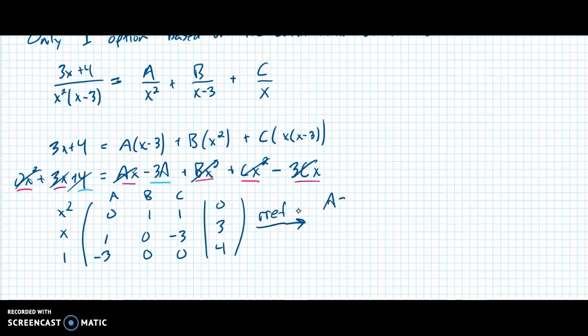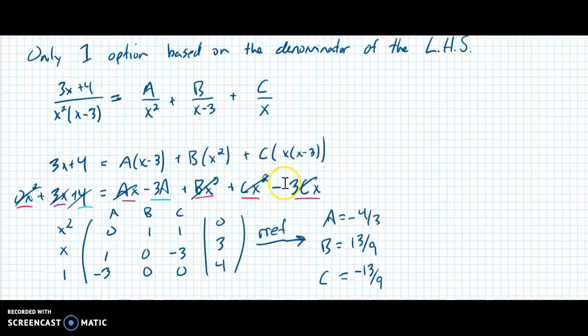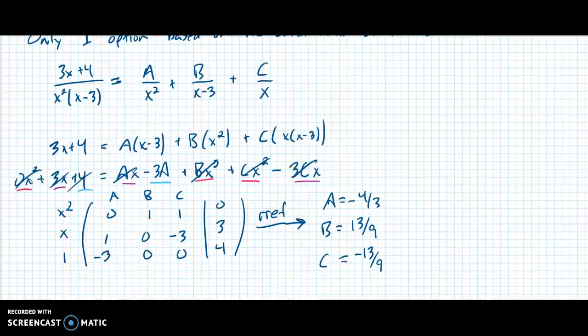RREF it. I get A equals negative 4/3. B is 13 over 9. And C is negative 13 over 9. So what I can do then is plug those values in up here. And I'm going to pause for a moment. I just copied these guys up here, and now if I had to inverse Laplace that line, I could. If I needed to integrate that line, I could. I can do that stuff. I'm not going to talk about that one anymore.